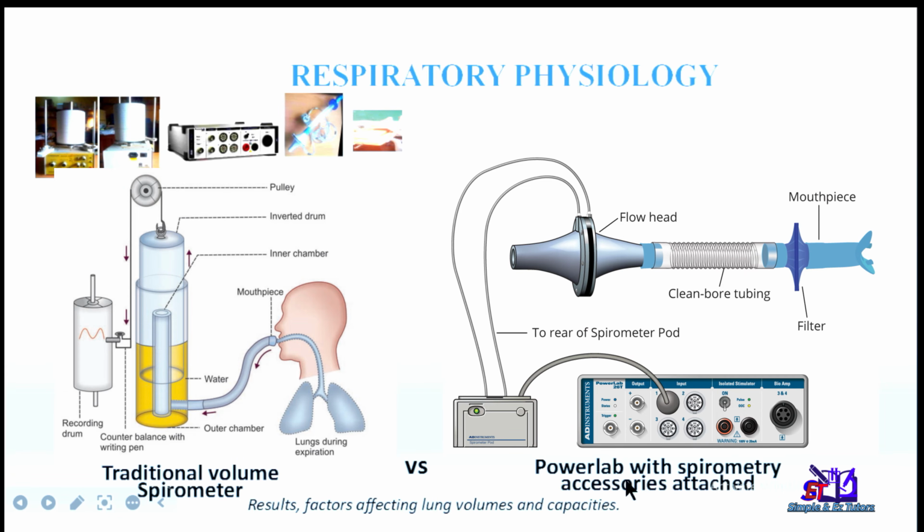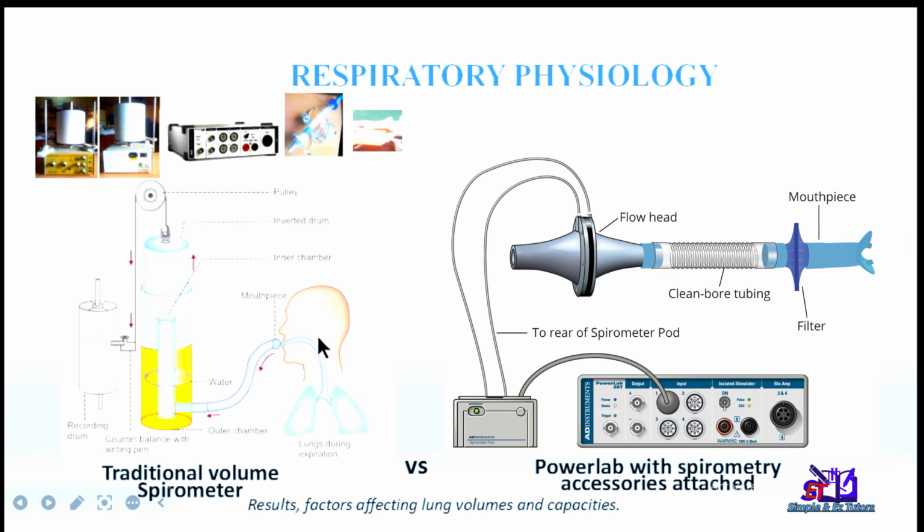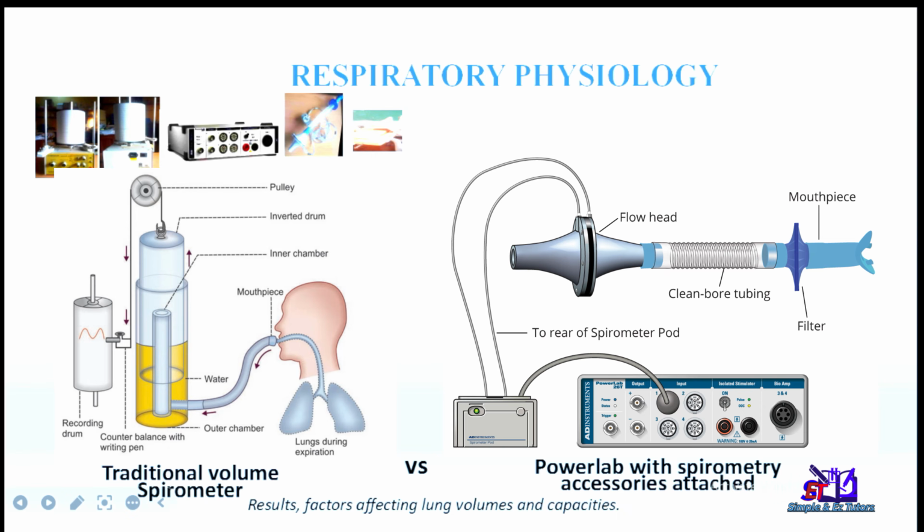So this is the Powerlab with spirometry accessories attached to it. While this is the traditional volume spirometer, and this one is the Kymograph attached to it, which records in wave form the responses coming from this subject inhaling and exhaling through this device. It is normally filled with 9 liters of water also. Results obtained from spirometers are called spirogram, while factors affecting lung volumes and capacities include age, sex, exercise, even race.